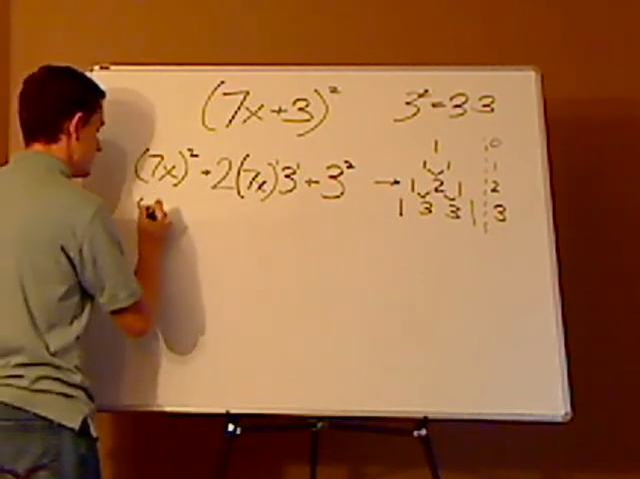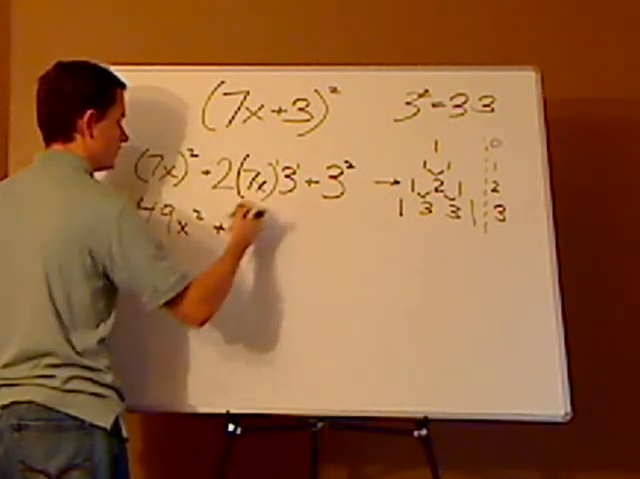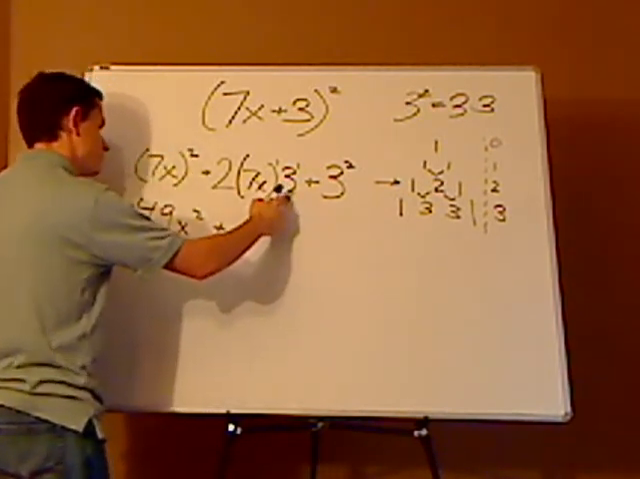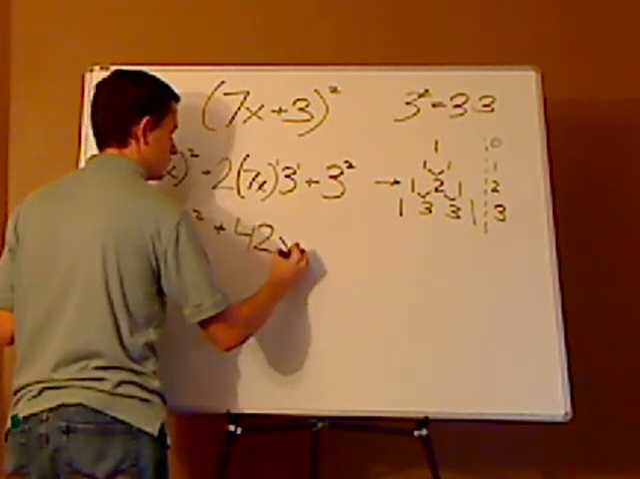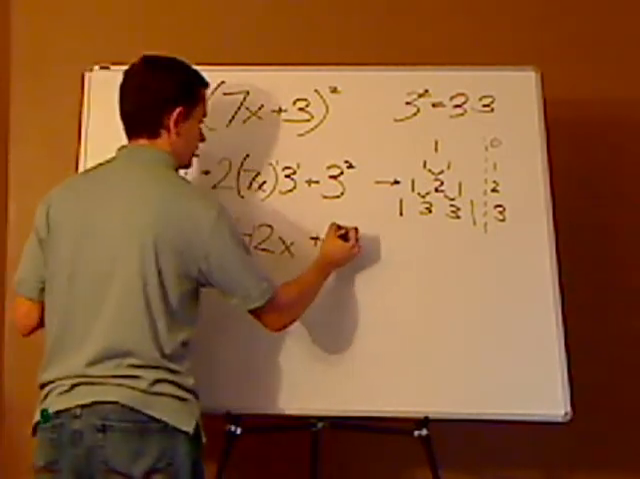So this is 49x squared plus, you multiply all of these. 7 times 3 is 21. And 21 times 2 is 42. It's 42x. And then what's 3 squared? That's 9.